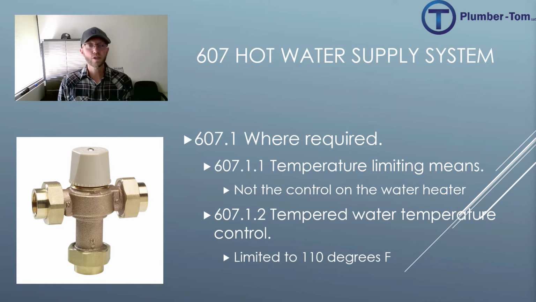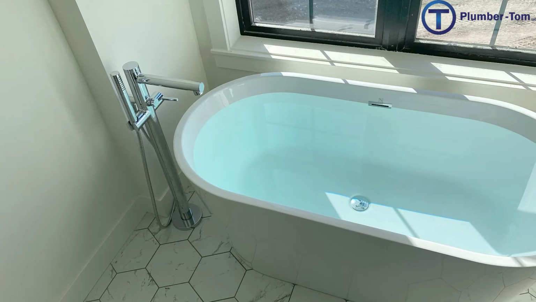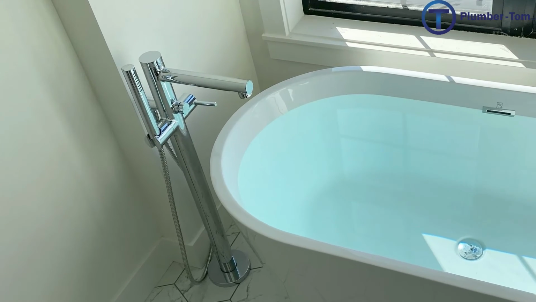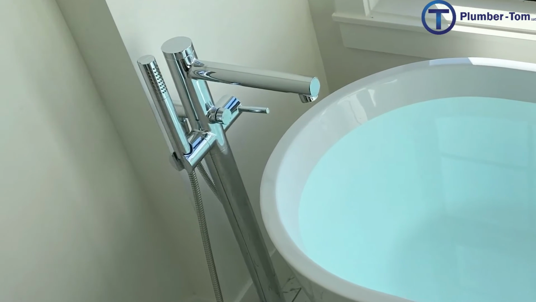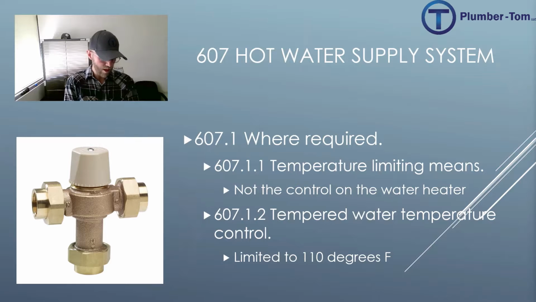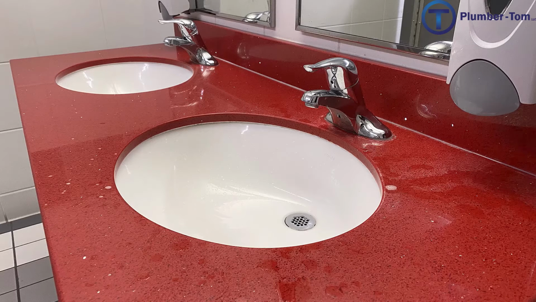Moving on to 607, we look at the hot water supply system. Where do you have to have hot water? Well, code says any fixture that is supposed to have hot water should be supplied with hot water. That includes bathing, washing, culinary purposes, cleansing, any of those fixtures. In non-residential occupancies, this is an important point. That means public space. Hot water or tempered water shall be supplied for bathing and washing purposes.